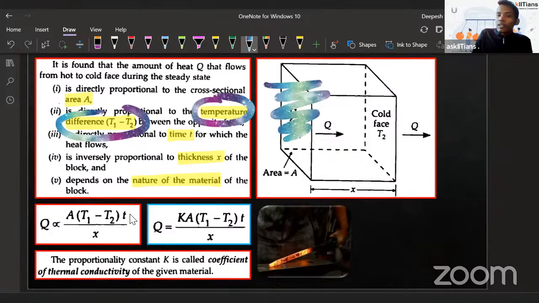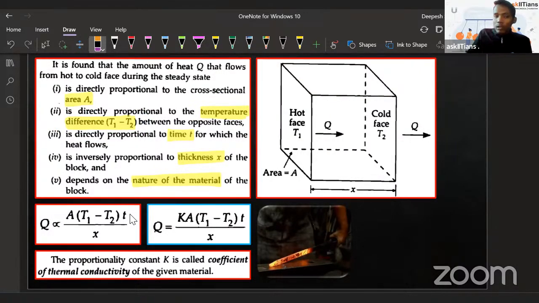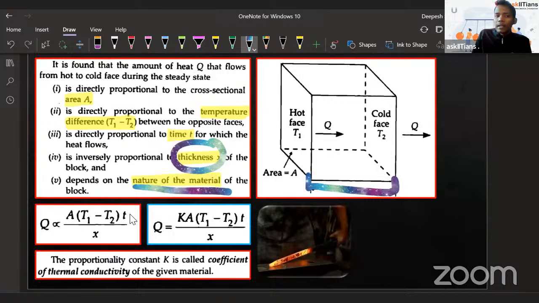How hot is this face? How cool is this face? The bigger the difference, the more the heat transfer. It also depends upon the time for which you have applied the heat, whether the heat is being transferred for 1 second only or 1 hour. Then of course it depends on the thickness, how thick your rod is. Last thing is the nature of material. What type of material are you using?